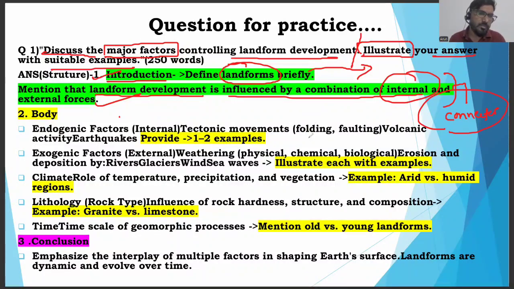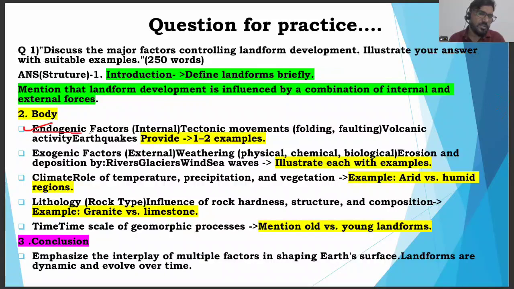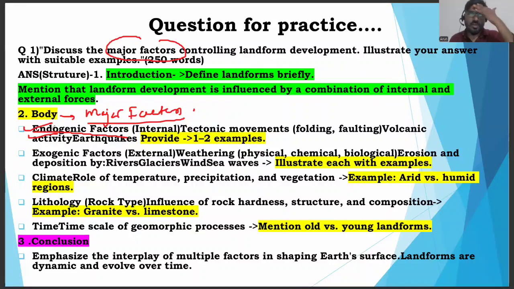So in the body part, we will be discussing the actual questions which are asked. First, the major factors. You can even put the headings also: major factors controlling the landforms. The first factor is endogenetic factors. We have already discussed in our lectures what the endogenetic factors are which are responsible for landform development. So we can provide one to two examples, for example the Himalayas, or any other example. The second factor is the exogenetic factors, that is external factors, where a weathering process is happening.